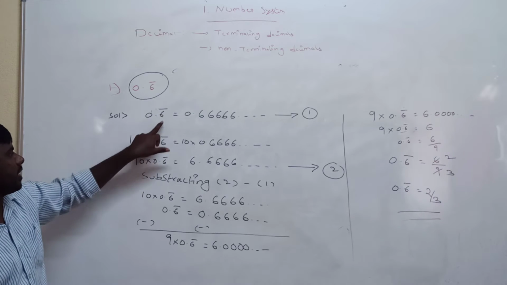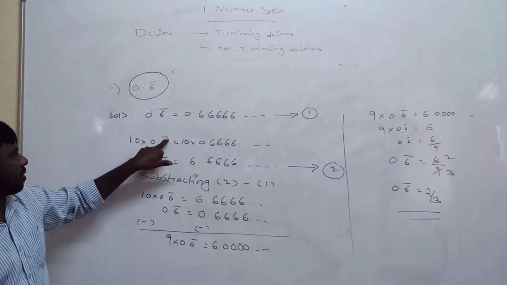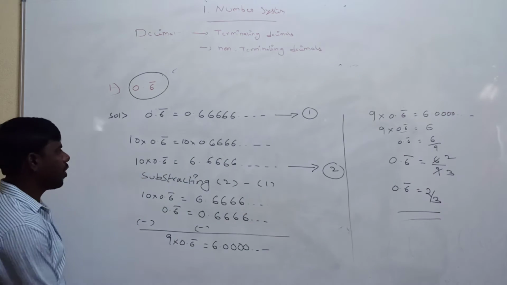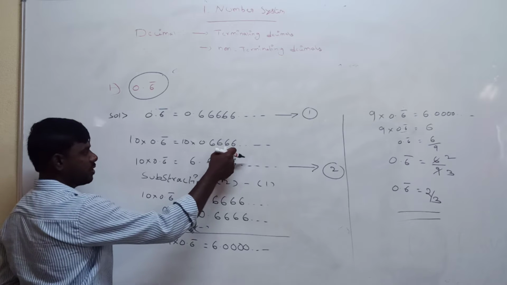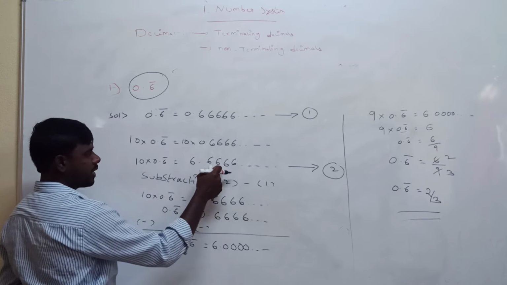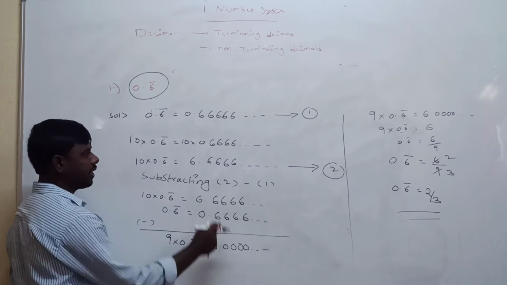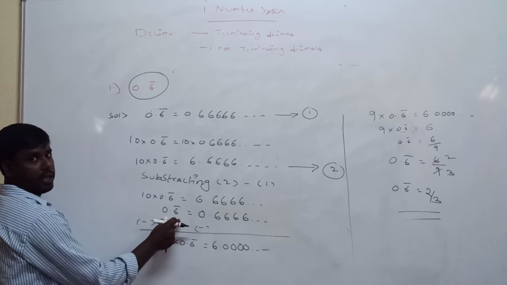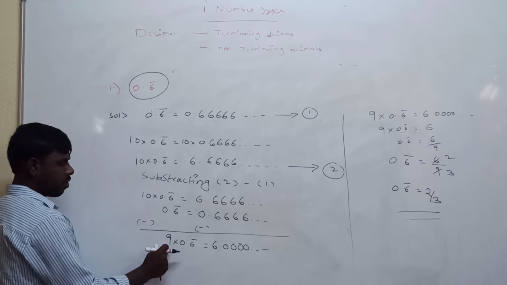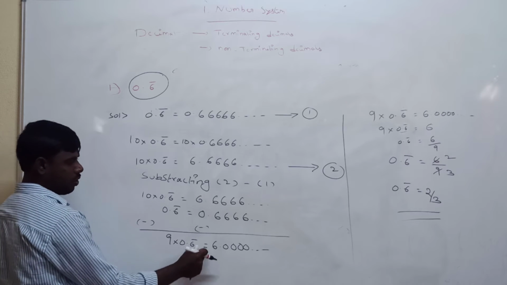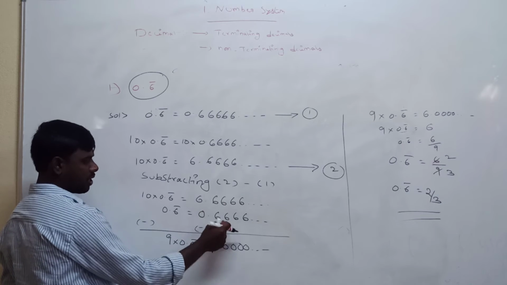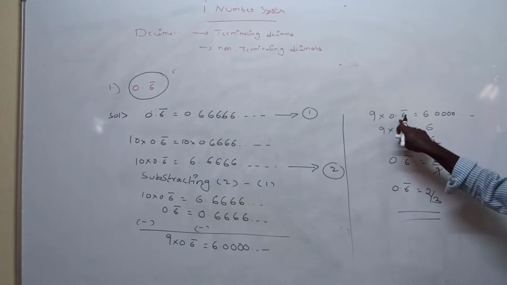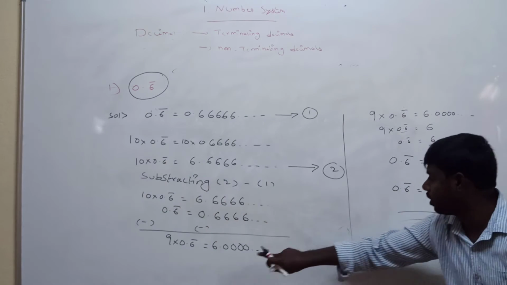So 10 into 0.6 bar is 10 into 0.6666 and so on. Now the product 10 into 0.666 is 6.6666 and so on. Now subtracting equation 2 minus equation 1, we write equation 2 and equation 1. 10 minus 1 is 9. So 6 minus 0 is 6, everything else will be 0 only. So 9 into 0.6 bar is equal to 6 only.